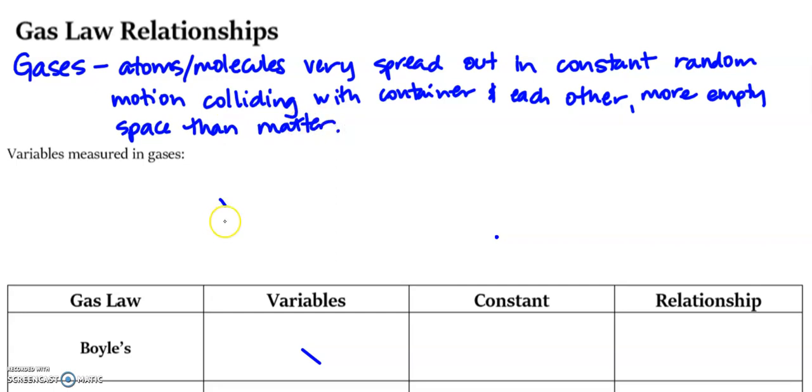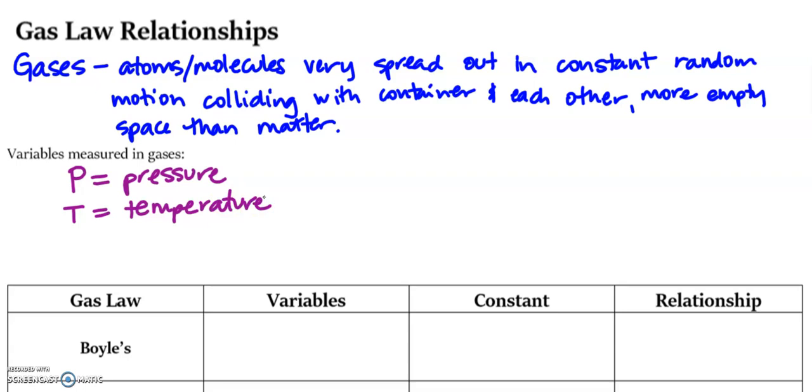All right. So, what kinds of things do we measure with gases? Well, the two we've already talked about are pressure, for which we use P, and T for temperature. And with these, just a quick reminder, pressure is the force divided by the area. So it's how much push or pull over a certain area. The temperature is just how hot or cold something is. It's related to the kinetic energy of the molecules.